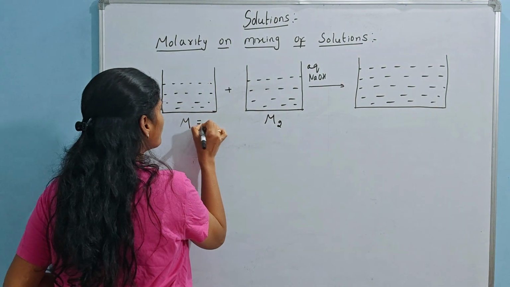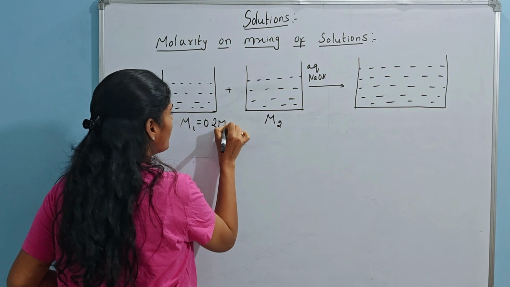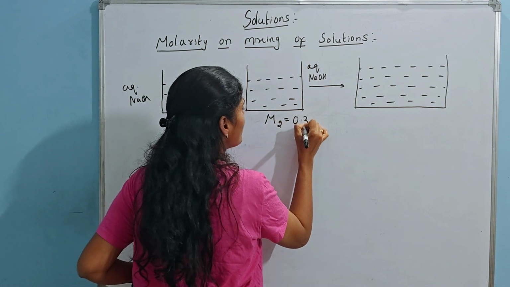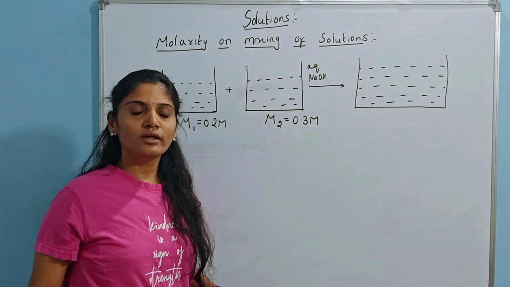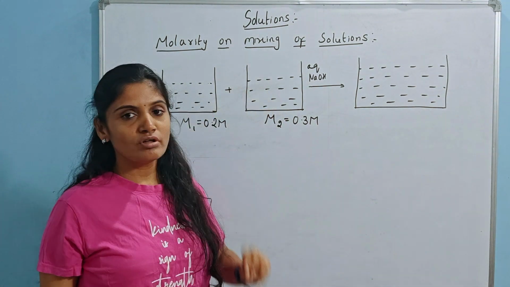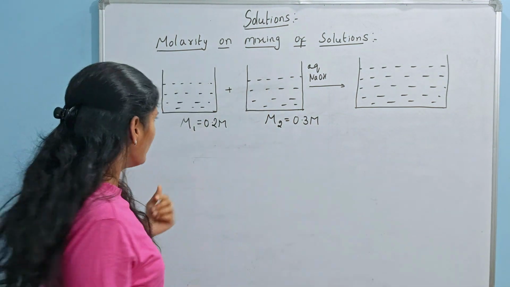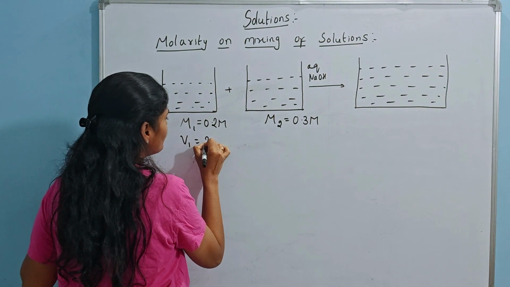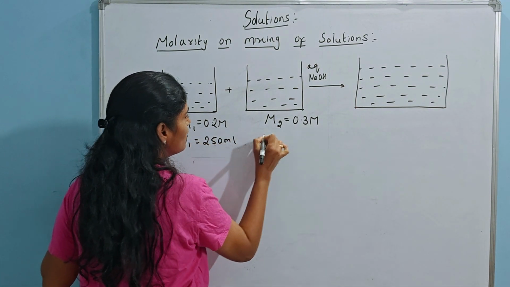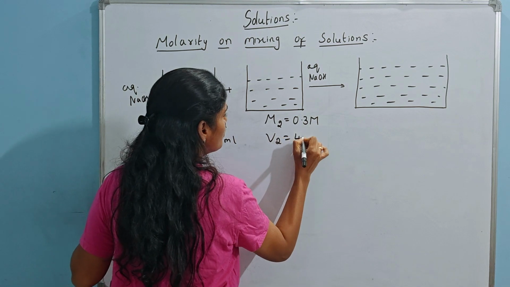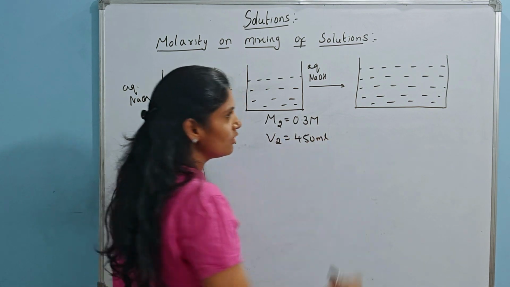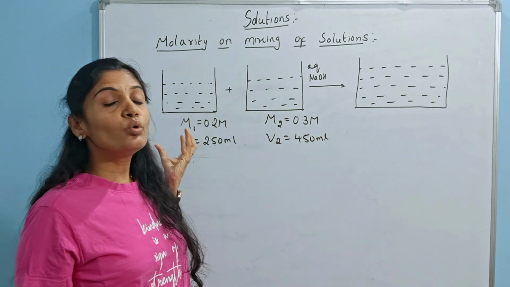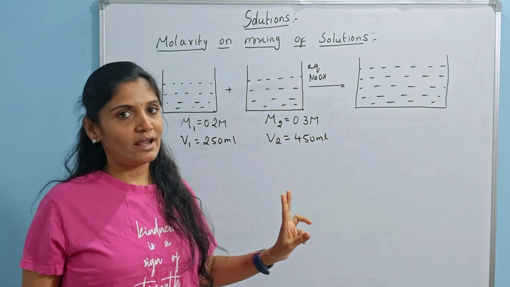Let us take the molarity here as 0.2 molar. Let us imagine the molarity here is equal to 0.3 molar. So I have taken two solutions of different molarities. Now let us take volume also. Here let me assume the volume to be 250 ml. Here let me assume the volume to be 450 ml. Now I have two beakers with two solutions of different molarity.